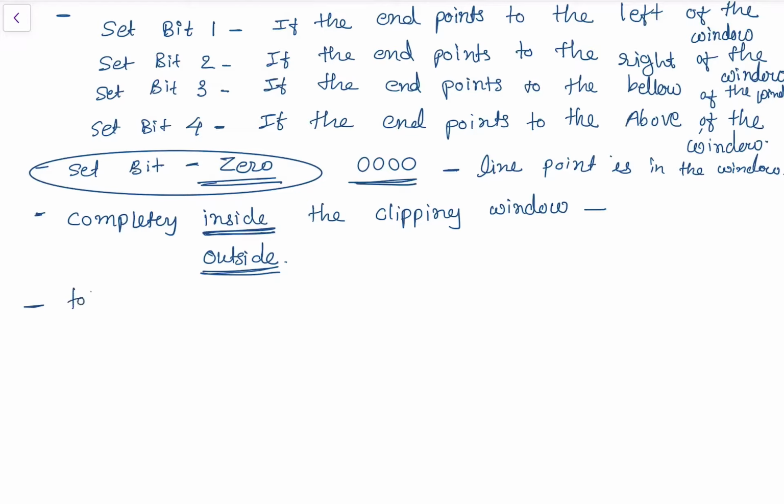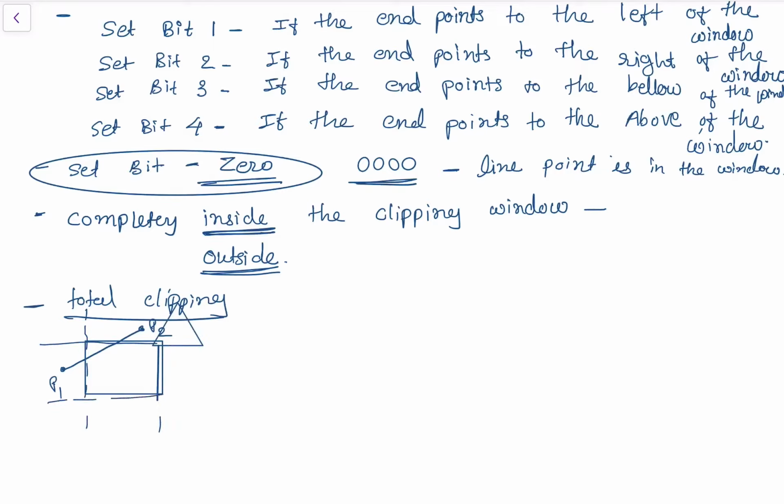For total clipping, what is total clipping? Suppose we have this window and one line is over here, point P1 and P2, right? So we have to make these 9 regions first, and we have to check these endpoints and find the 4-digit code for P1 and P2.